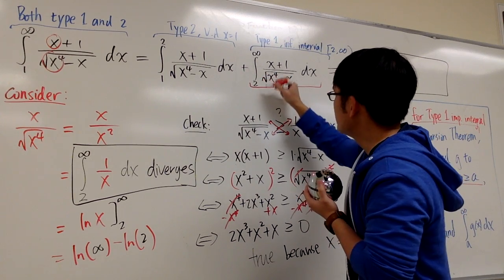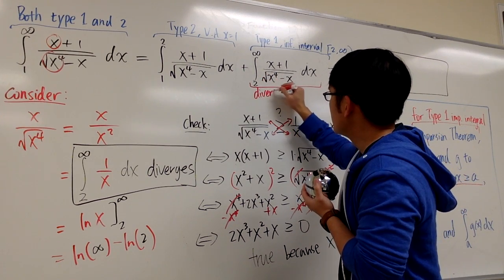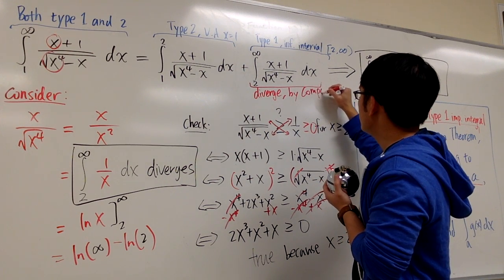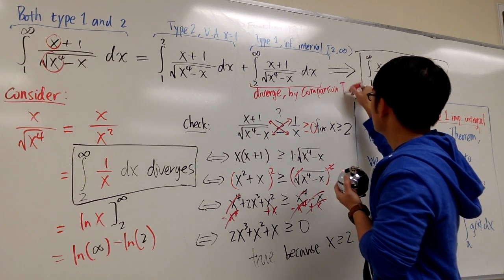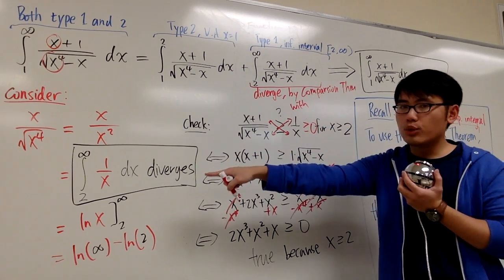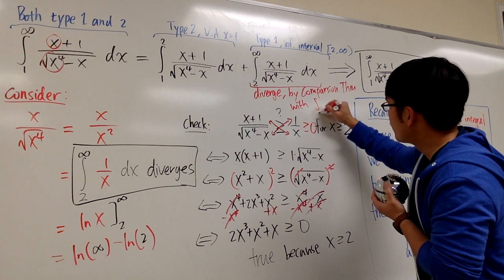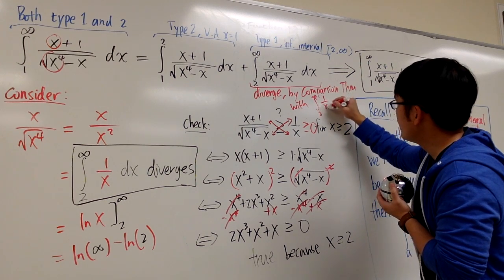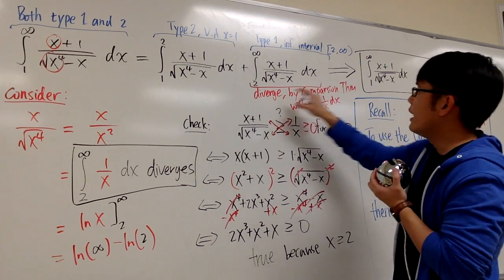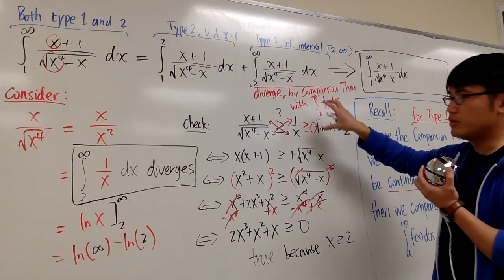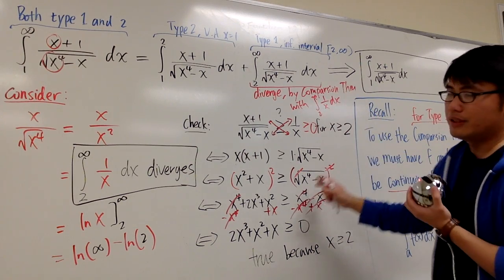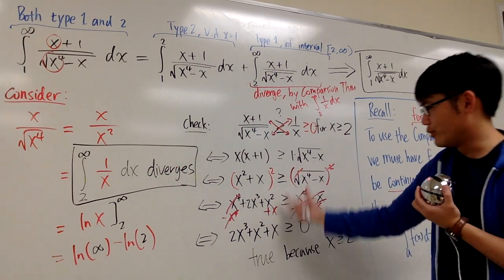So I'll write down this. This integral must diverge by the comparison test, the comparison theorem, with that integral that we just used. So it's the integral from 2 to infinity of 1 over x dx. So remember to write down your conclusion and also the supporting statement. You have to quote which test you are using, and which item you used, which is that, and also show me the algebra as well.